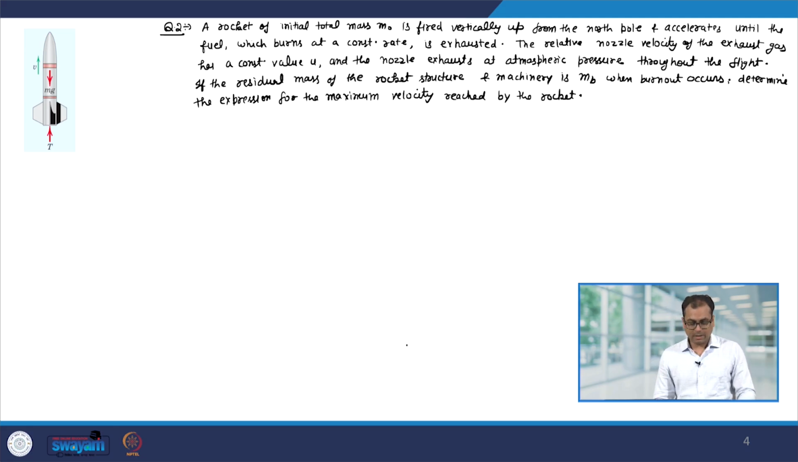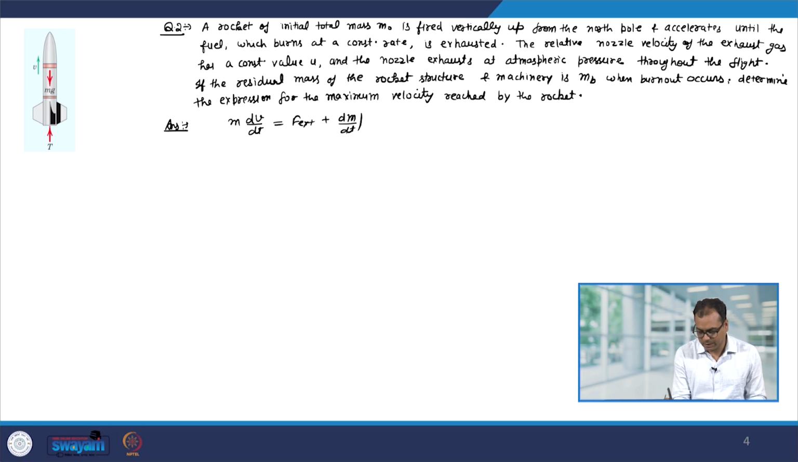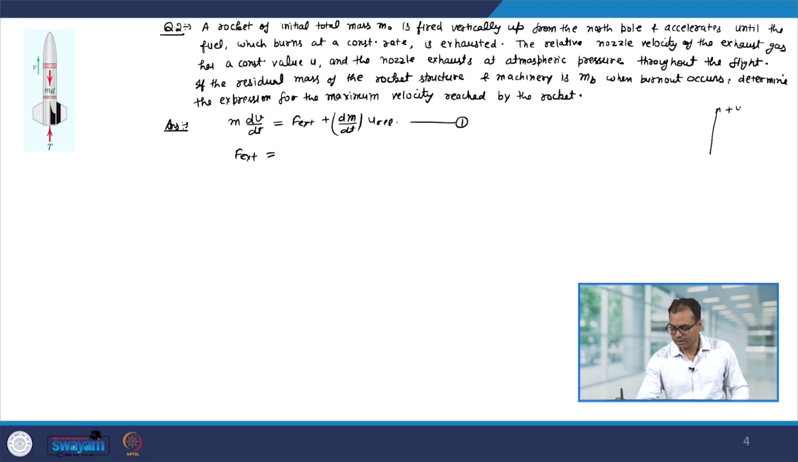So, again here we can use the variable mass concept. For that we have the equation m dV by dt equals F external plus dm by dt into u rel. Let us call it equation number 1. Now, let us identify each and every term. F external, the external force, is the gravity only, which acts downward. So, let me take this as positive y direction. So, minus mg will be the F external.